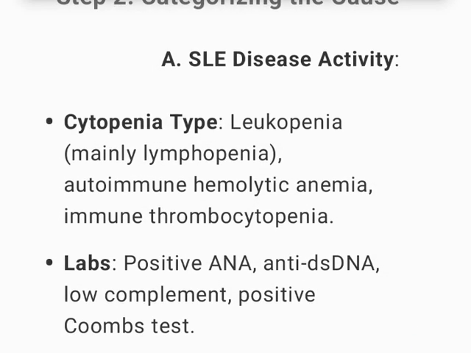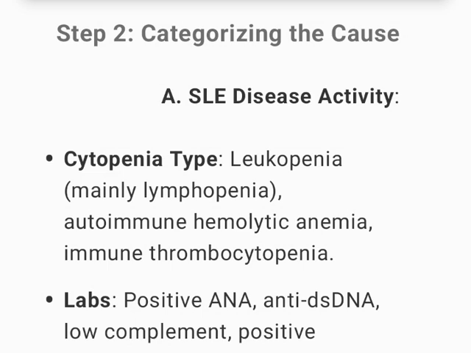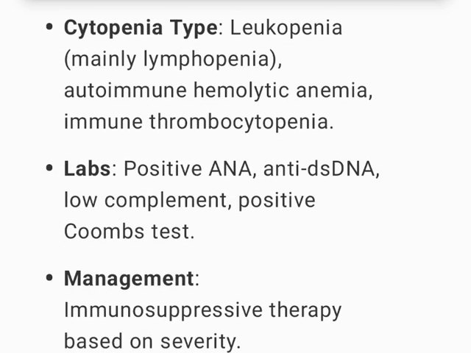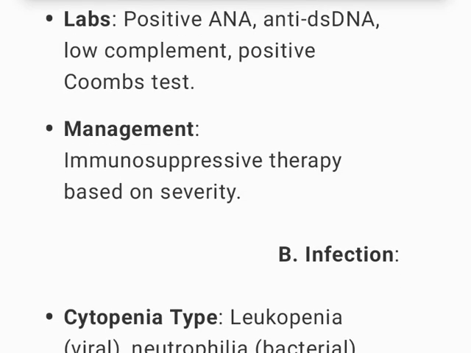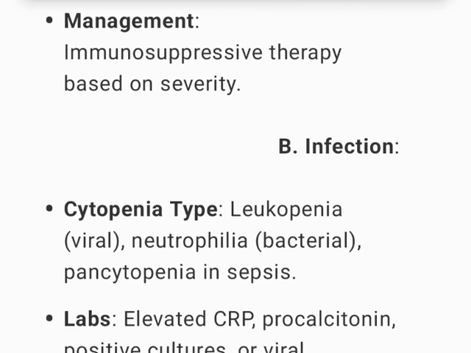Step 2. Categorizing the cause. A. SLE disease activity. Cytopenia type: leukopenia, mainly lymphopenia, autoimmune hemolytic anemia, immune thrombocytopenia. Labs: positive ANA, anti-dsDNA, low complement, positive Coombs test. Management: immunosuppressive therapy based on severity.